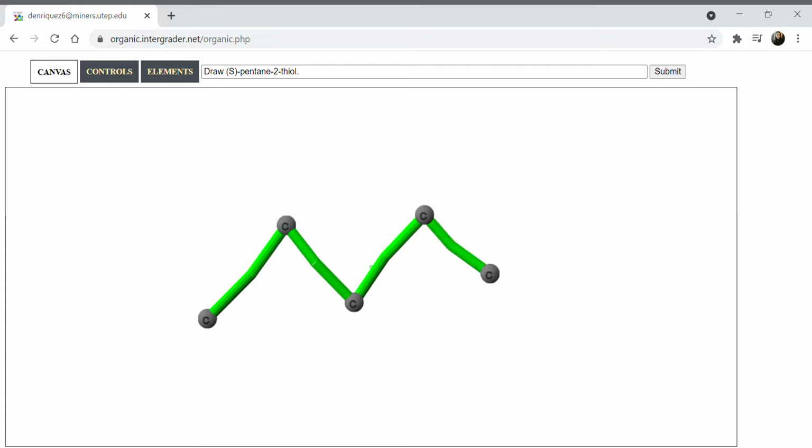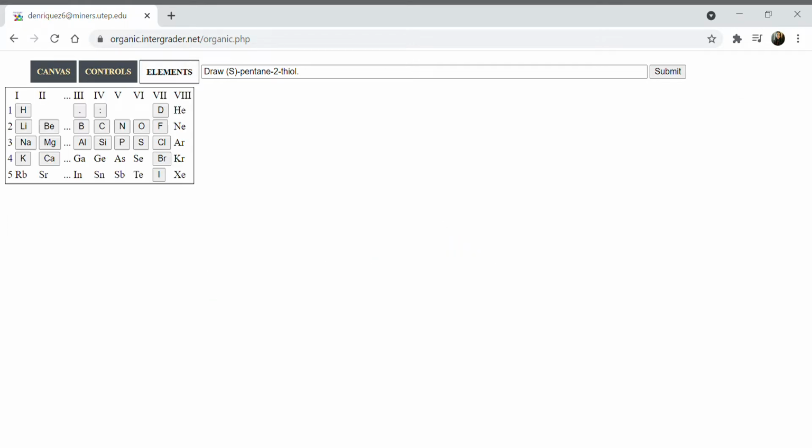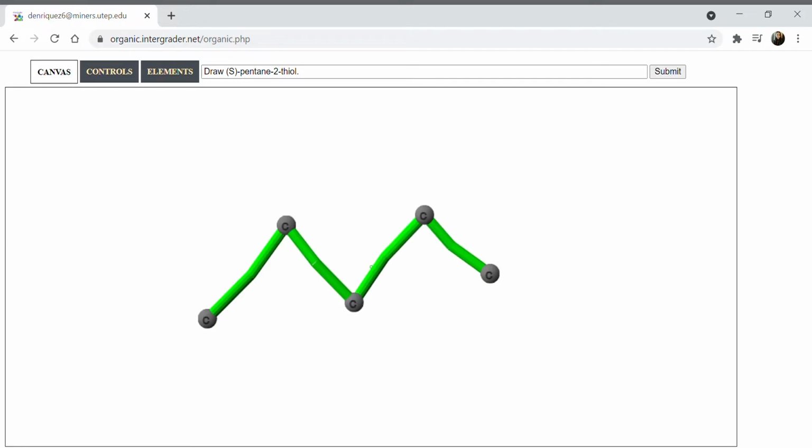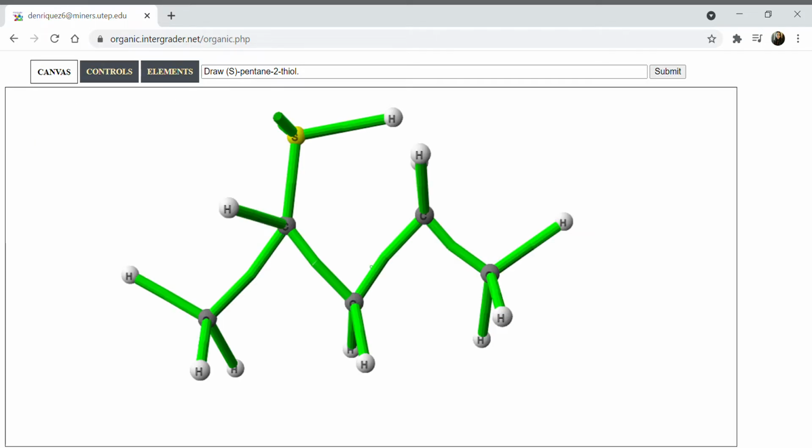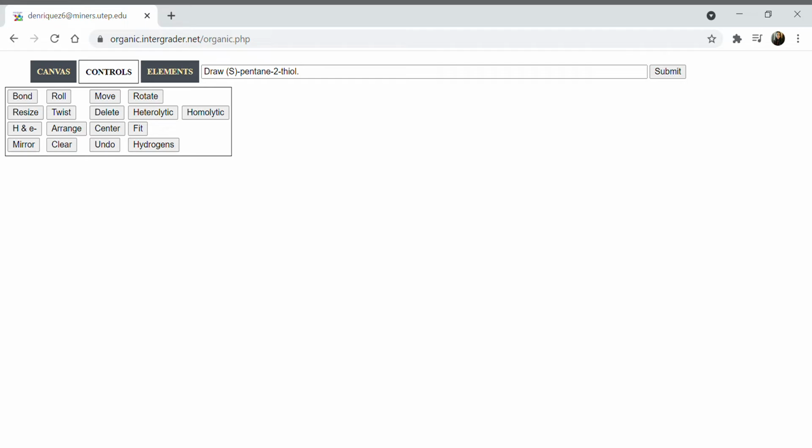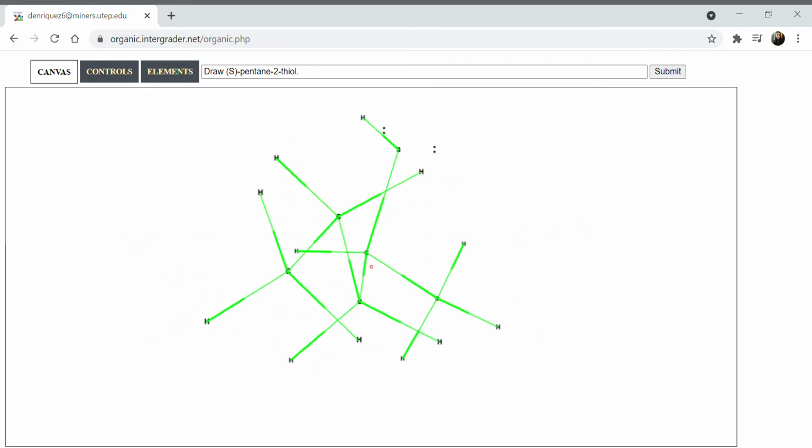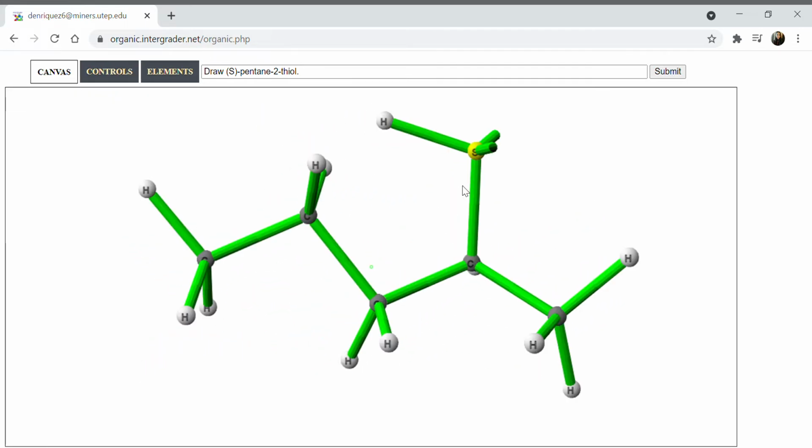Okay, start by drawing pentane, our 5-carbon chain. Add a sulfur to the 2 position. Add our hydrogens. And now we check for that chiral center. Usually it's going to be where the sulfur is attached. So I've got my highest priority, second, third. It's going counterclockwise, so it's good to go.